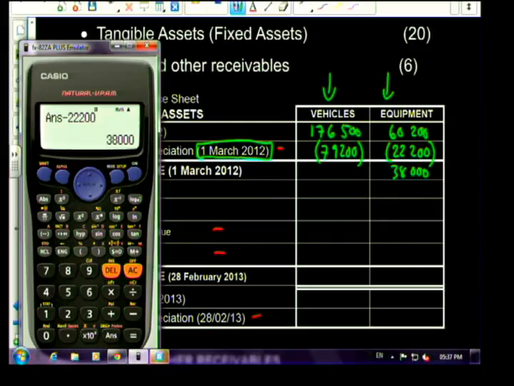And for vehicles, I'll use exactly the same method. I'll take the 176,500 and subtract the 79,200, and the answer comes to 97,300. That 97,300 is my carrying value for vehicles at the beginning of the year.